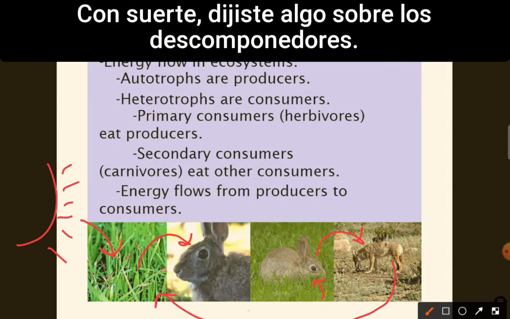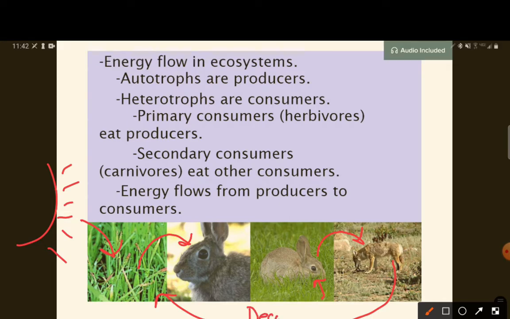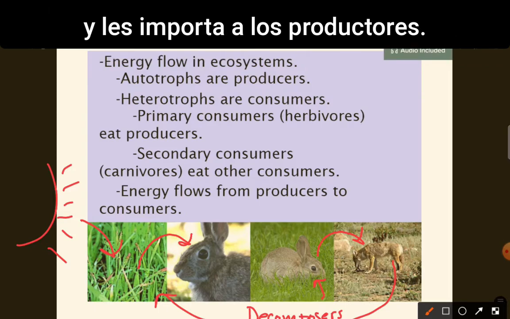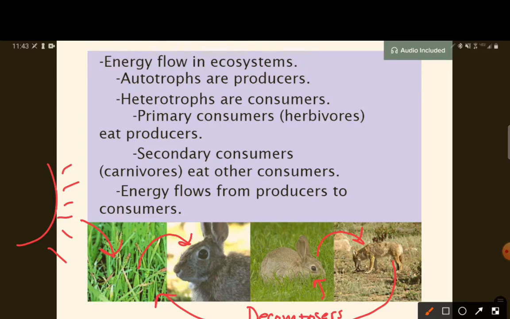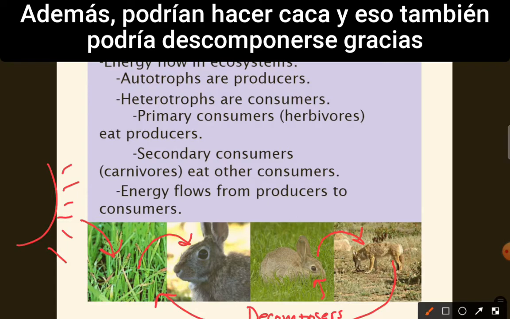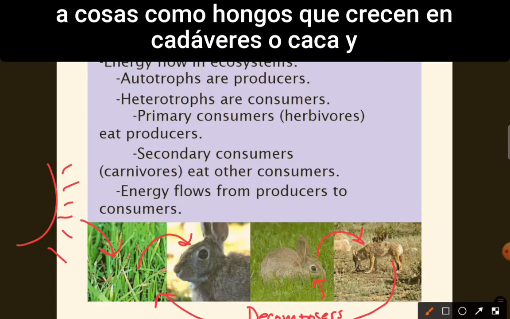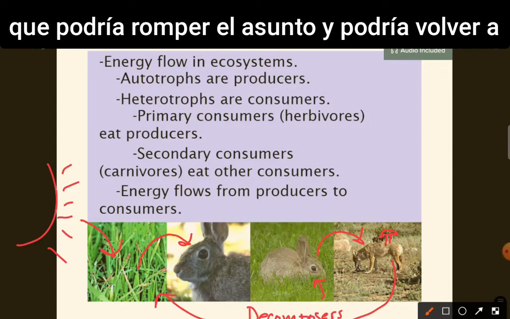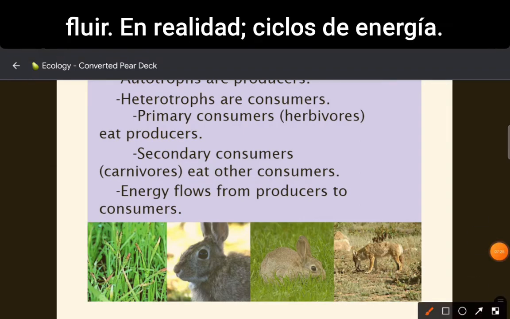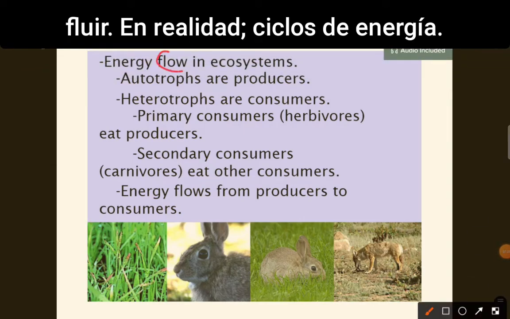Hopefully you said something about decomposers. And so it's actually the job of the decomposer to bring energy and matter back to the producers. So when this coyote or this rabbit dies, their bodies will decompose. Also, they could poop, and that could also decompose, thanks to things like mushrooms growing on dead bodies or poop. And that could break down the matter, and it could go back to the plant. And so actually it's not just that energy flows, energy cycles.